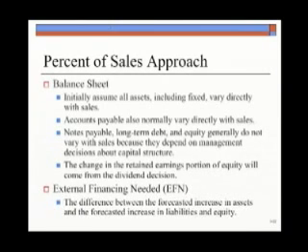We talk about external funds needed. That's the difference between the forecasted increase in assets and the forecasted increase in liabilities and equity. Remember, the balance sheet has to balance. Assets have to equal liabilities and equity. So if the assets go up by 100 and the liabilities and equity go up by, say, 50, then we're short $50. We need another 50 from either equity or debt to make the balance sheet balance, and those would be external funds needed.